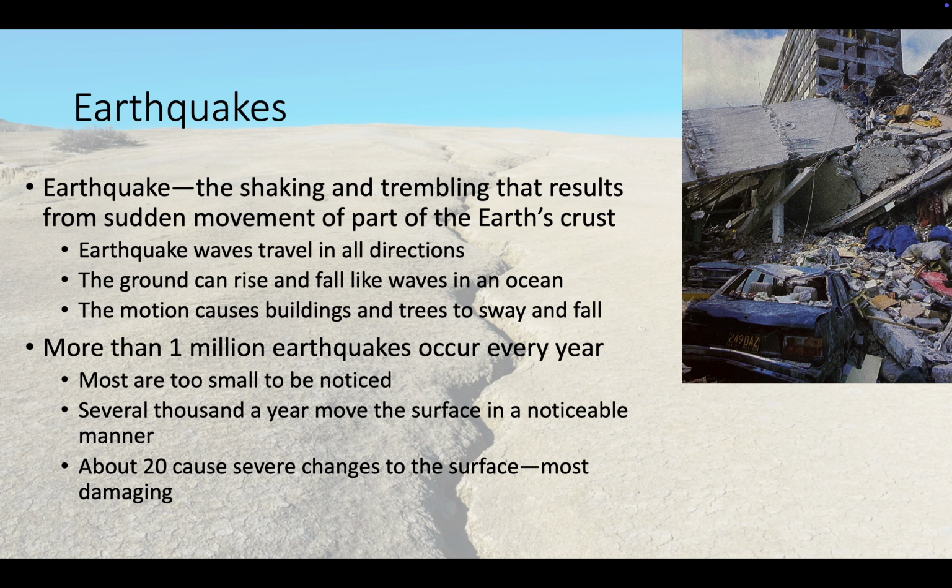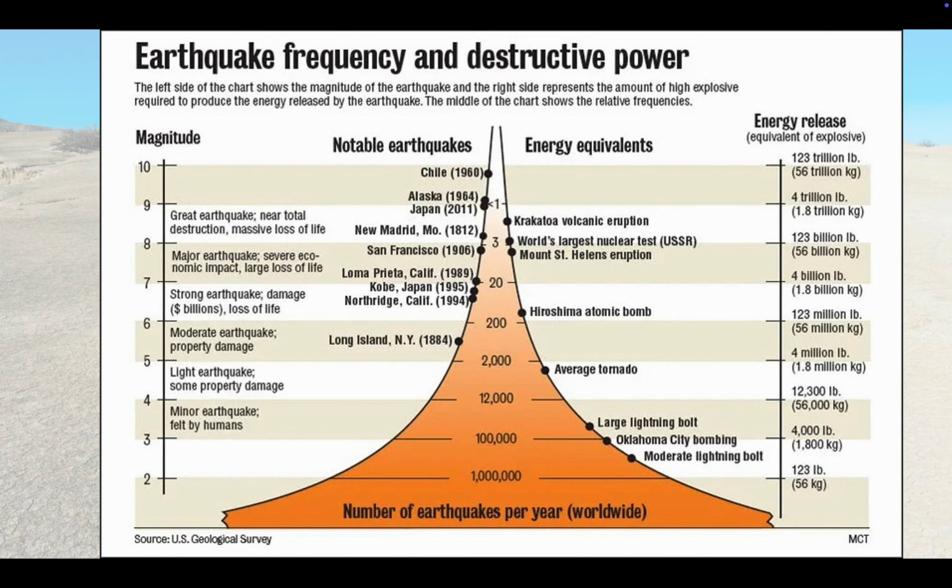We can get more than 1 million earthquakes every year. Most are too small to be noticed. We'll look at a diagram next that shows that. Several thousand a year can move the surface in a noticeable manner, and about 20 cause severe changes to the surface and are the most damaging. So here we have our earthquake frequency and destructive power. You should probably understand how to interpret this.